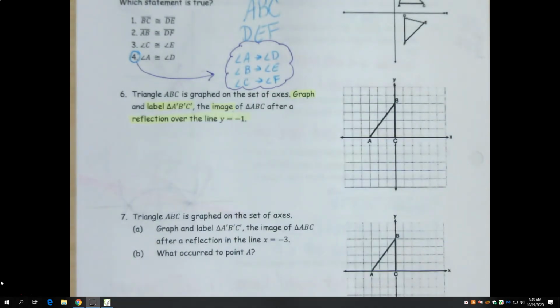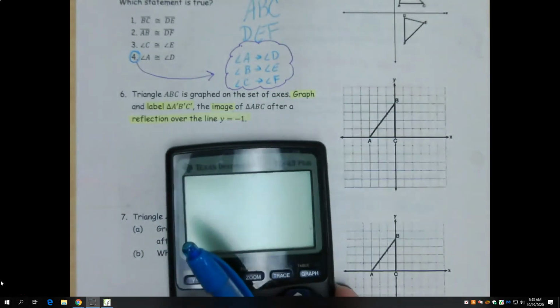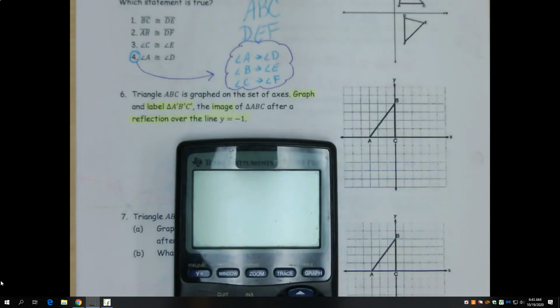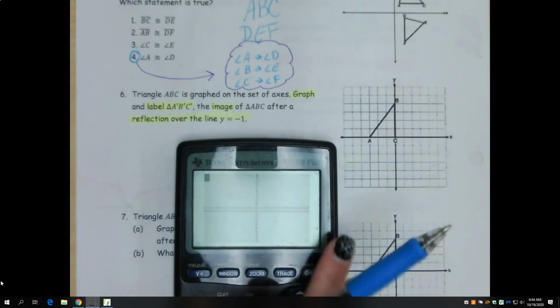Now I'm going to have to graph that line y equals -1. If you don't know where it's going to be, if you have that graphing calculator app on your phone, or a graphing calculator at home, or even when you're in school, you would just turn it on, go to the y equals, and type in y equals -1 and graph. And now you can clearly see that it's going to be this horizontal line hitting -1 on the y-axis.